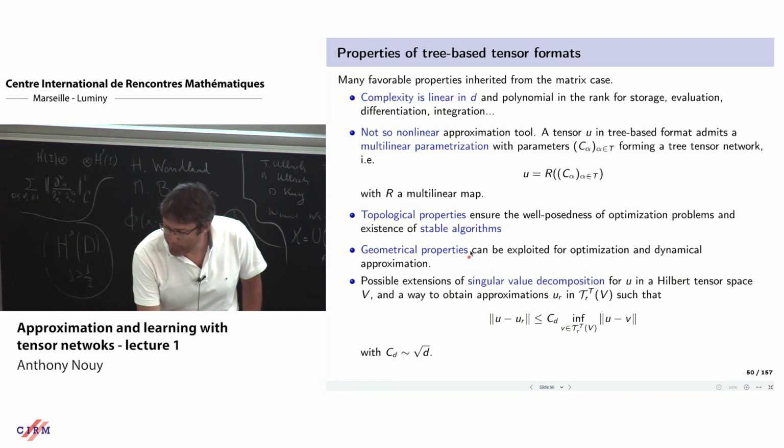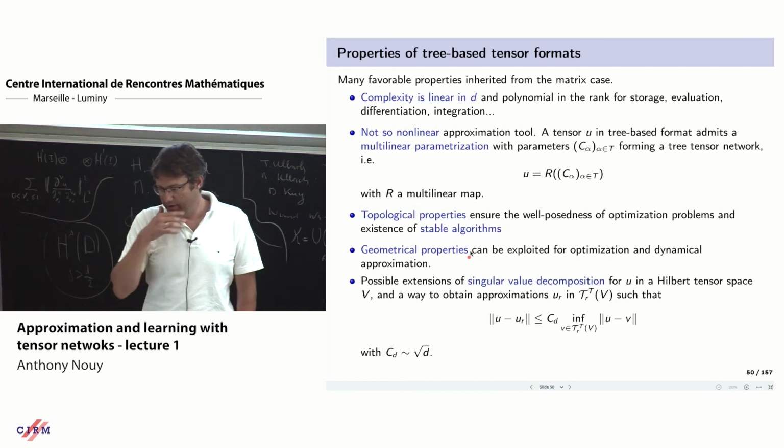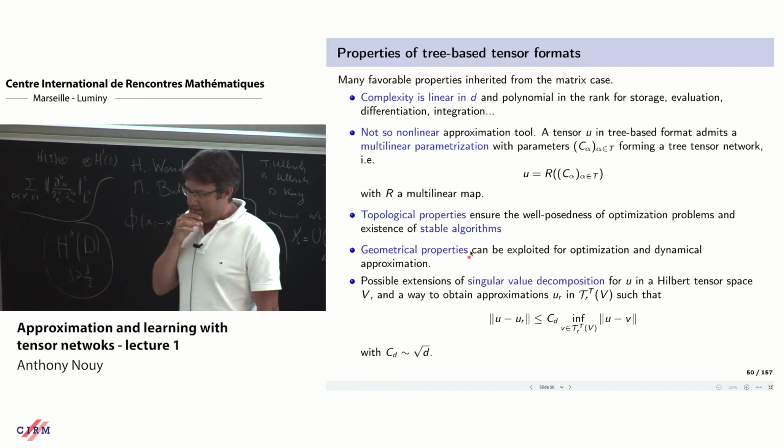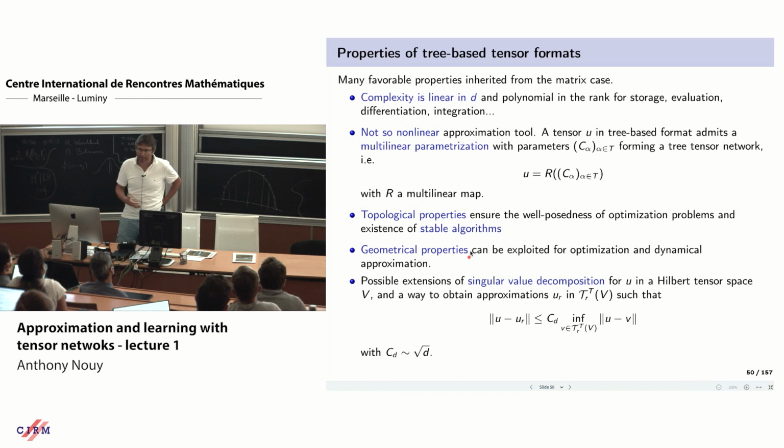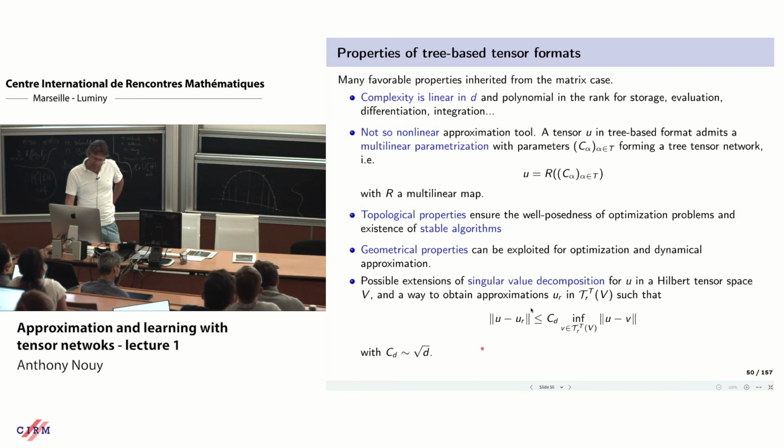Also, we and many other people worked on this. You can find references at the end. You can also prove that these sets have a manifold structure, and you can exploit it to devise optimization algorithms exploiting these geometrical structures, or dynamical low-rank approximation for evolution problems. And more importantly, there exist algorithms that are able to give approximation in these formats with controlled errors. I will come back to these algorithms later.